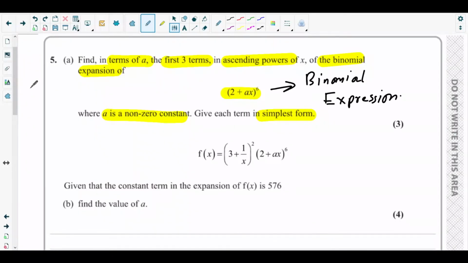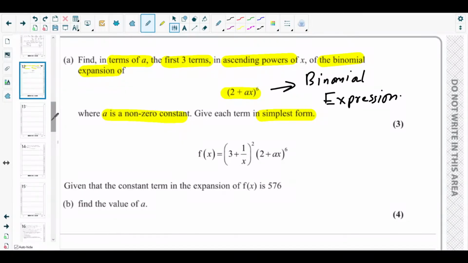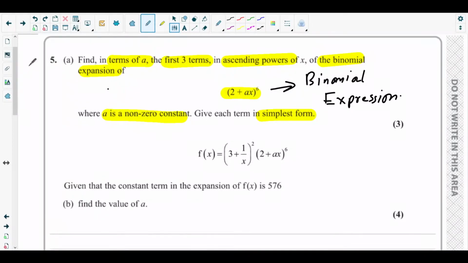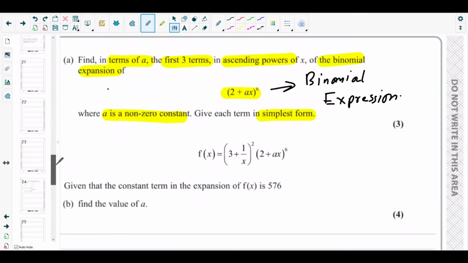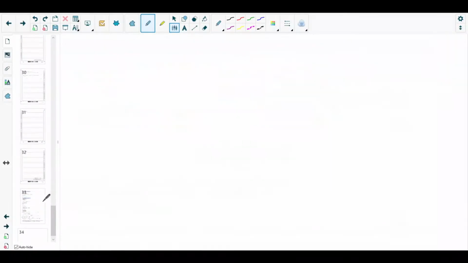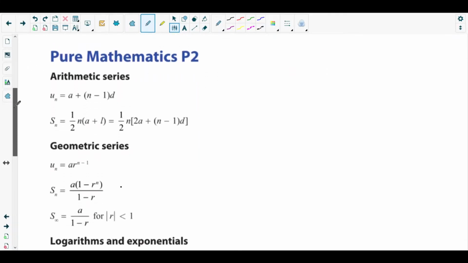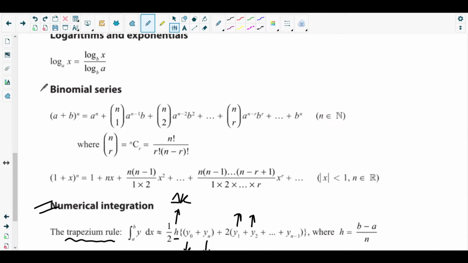You should have an idea about how to expand a binomial expression, and you know the formula. If you don't know the formula, no issues, it will be given in the formula booklet. You can have a look at the P2 part of the formula booklet. There you go, the formula for binomial expansion is given. There are two formulas given. We will use the second formula, because if you use the second formula, your workings will be easier to carry out.